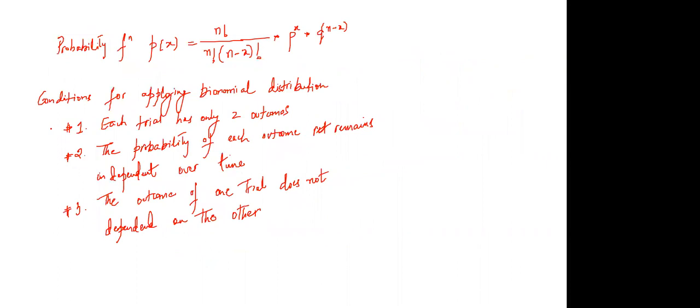Okay, so probability function for binomial distribution is given by this formula: n factorial upon x factorial into n minus x factorial, p raised to the power x, q raised to the power n minus x.